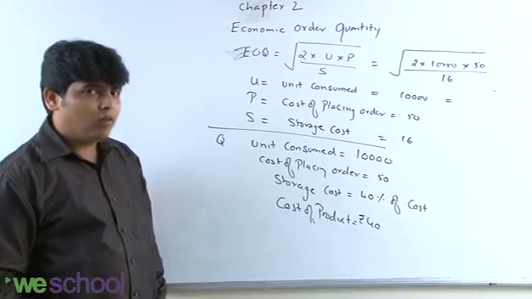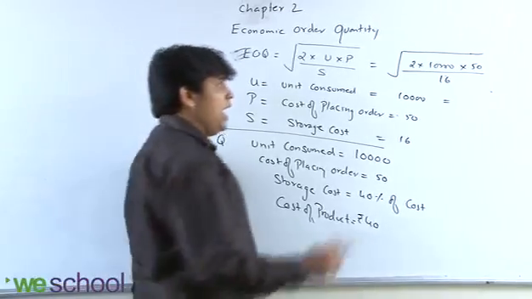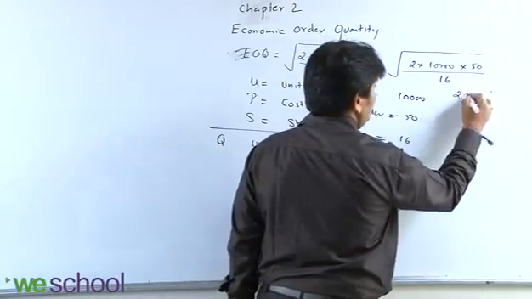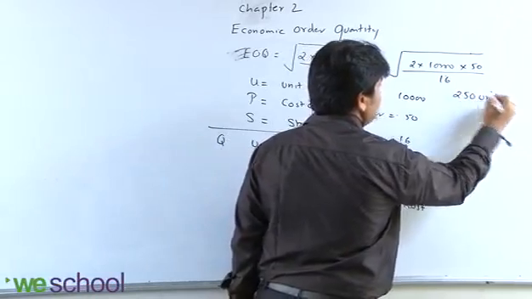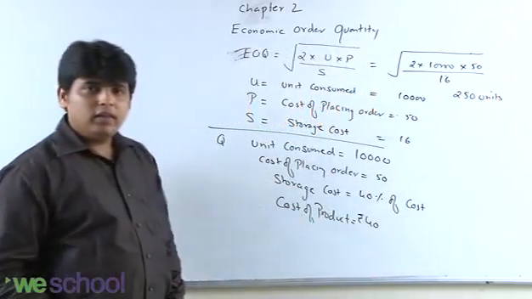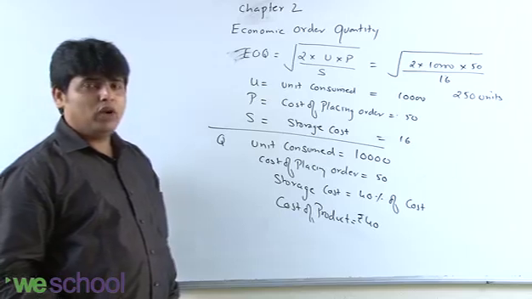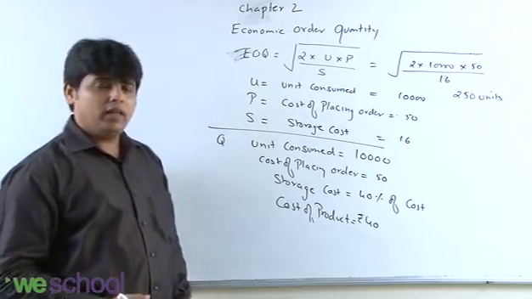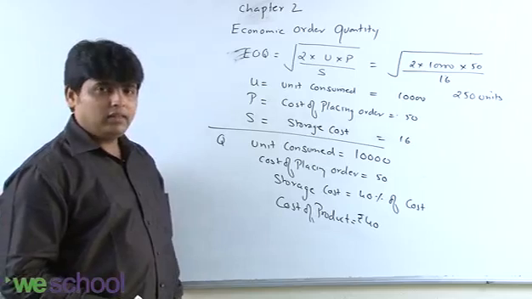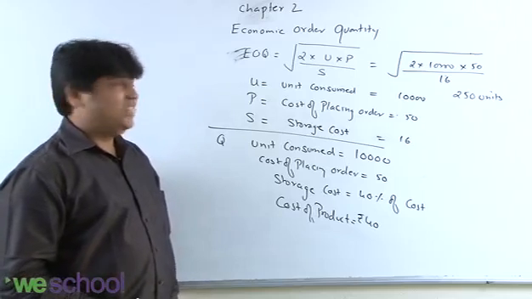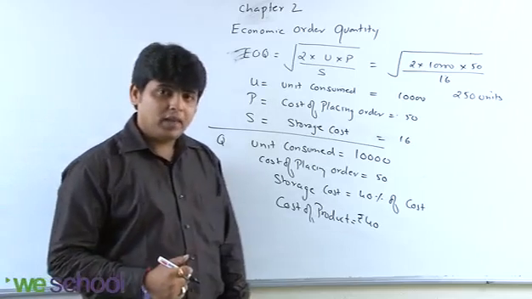Yes? Wow, you are so fast to calculate. I got the answer, 250 units from your side. Wow, that's great. That means even though you are using mobile network, you are getting the answer. So I think this concept is clear, right?